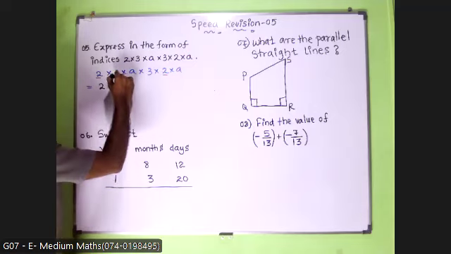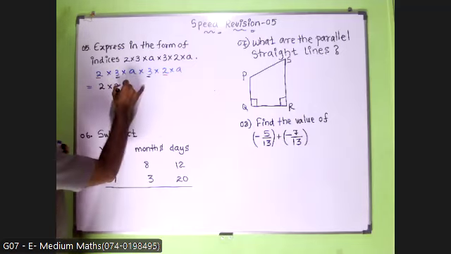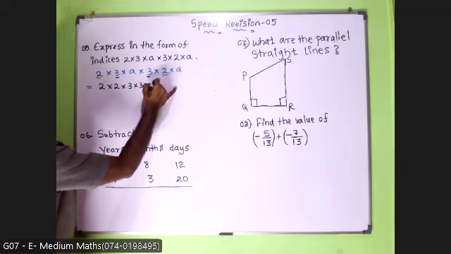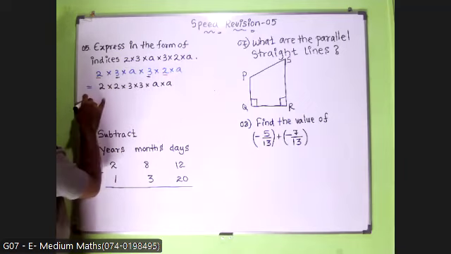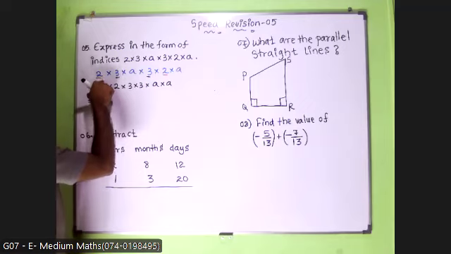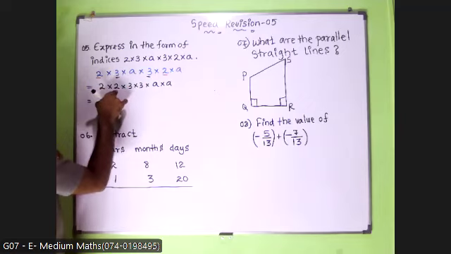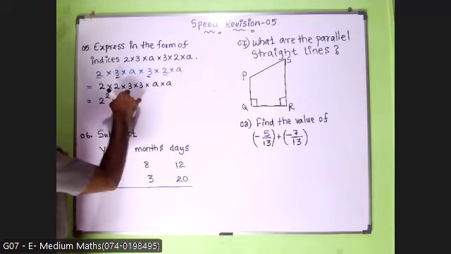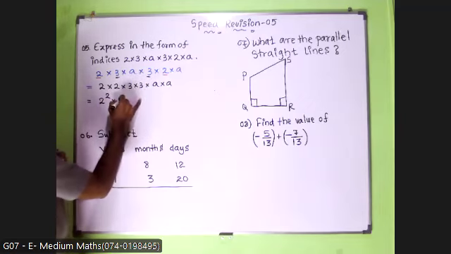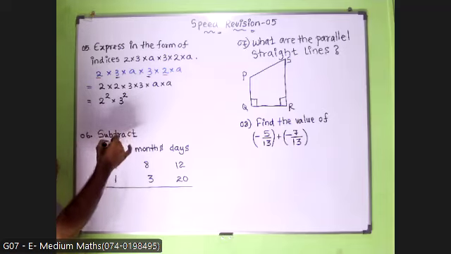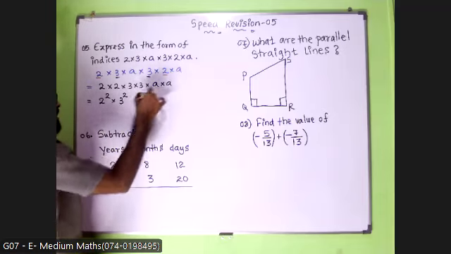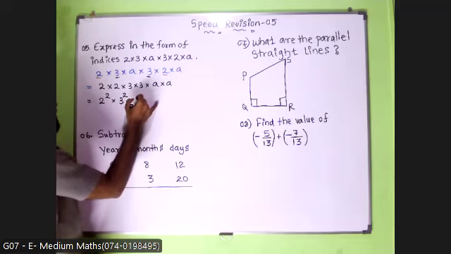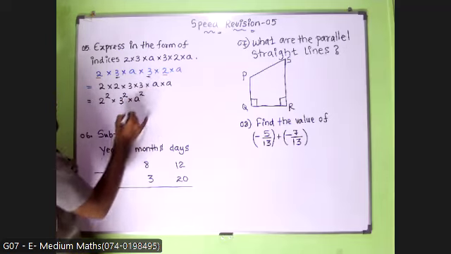Then you have 3 and 3. So I will take them at a single point, 3 times 3. Then a times a. What is the meaning of this? Same base, you have to add the indices. 1 plus 1. 2 times 2 means 2 to the power 2. Then multiply by 3 times 3, 3 to the power 2. Then a times a means a to the power 2.